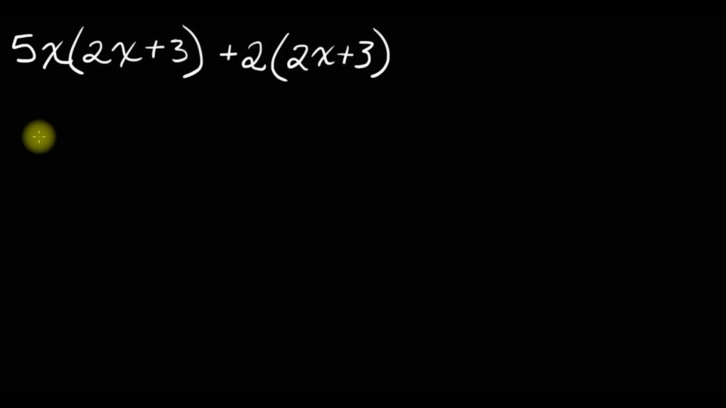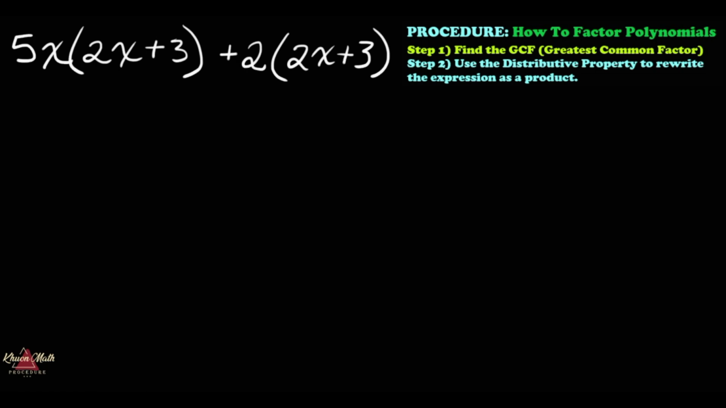Okay, let's take a look at another one. Let's look at this polynomial here. And we have to factor it. So let's bring in the procedure. So step number 1 is to find the greatest common factor. So between these 2 terms, are you able to tell what they have in common?